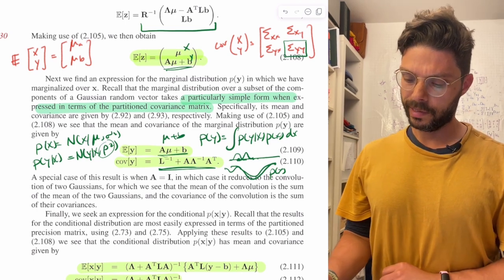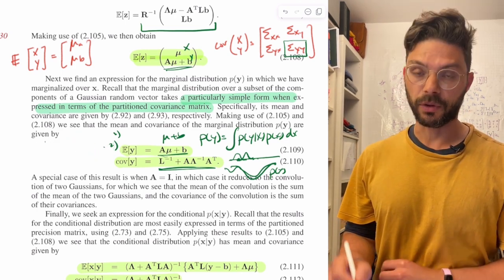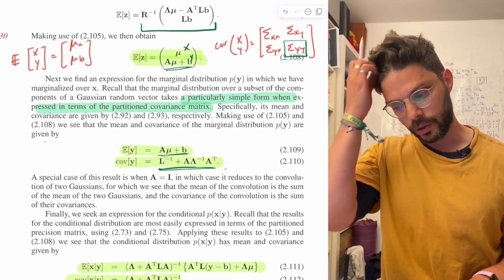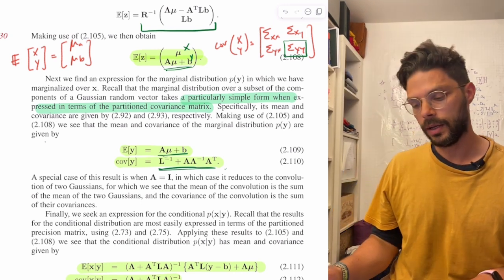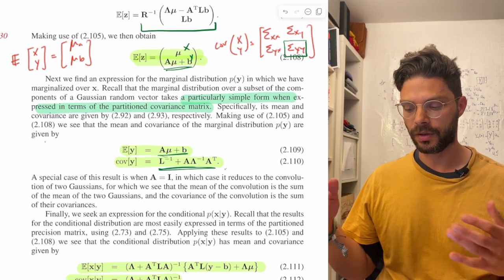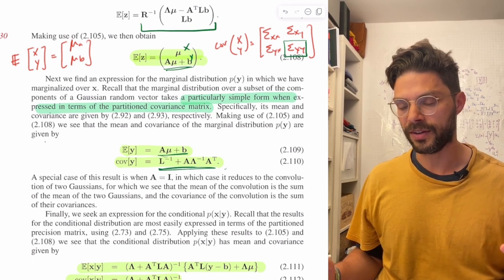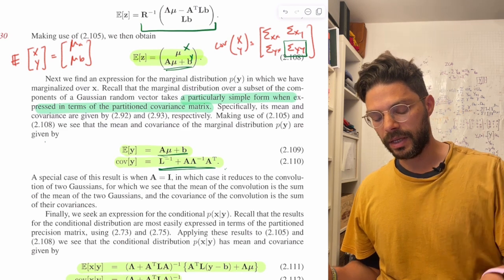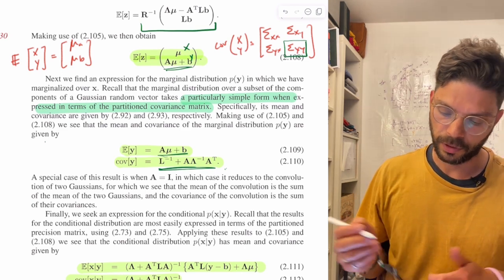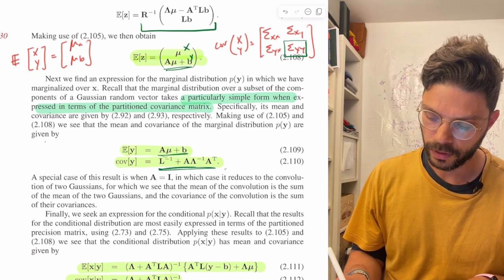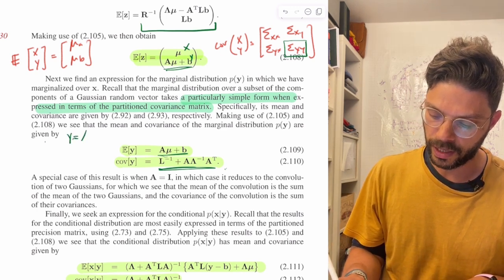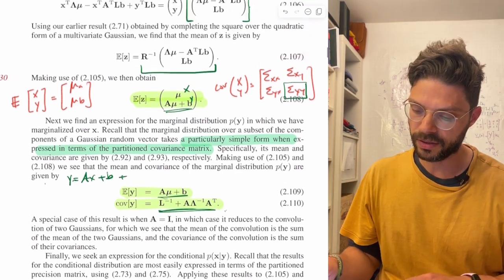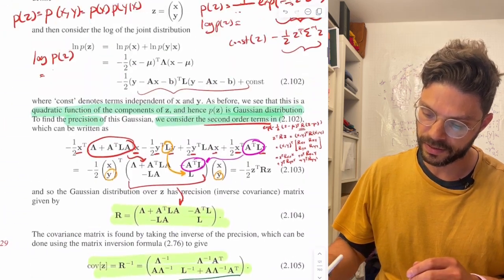One thing I wanted to point out is that I think it was useful to derive the result the way we have. You can also derive it in a slightly simpler way if you assume you know that the result is going to be Gaussian, because it's just a simple relationship. So we have that y is equal to a x plus b plus some noise.